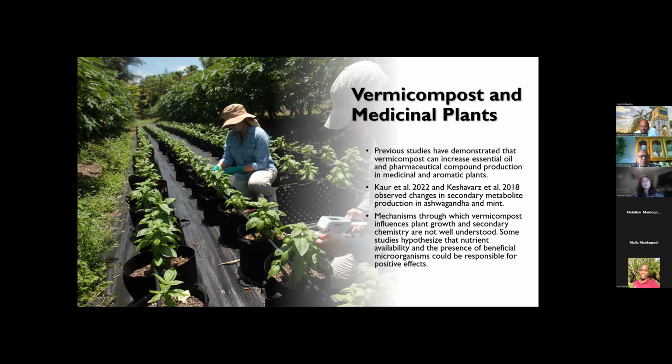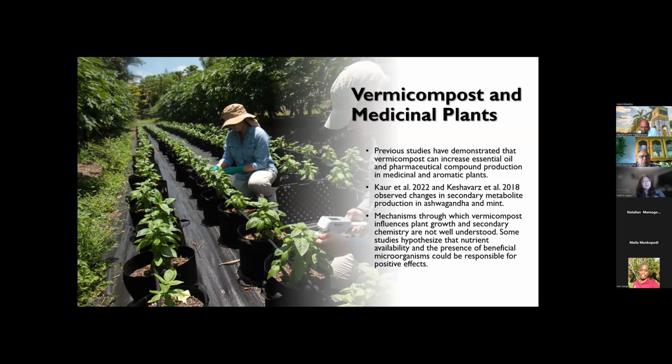In previous studies, vermicompost has shown the capacity to increase essential oil and pharmaceutical compound production in medicinal and also aromatic plants. For instance, Kauer in 2022 observed an increase in total phenolics and antioxidant potential in ashwagandha plants that were treated with vermicompost. Additionally, Caravas in 2018 saw a significant increase of essential oil in two different mint species after vermicompost application.